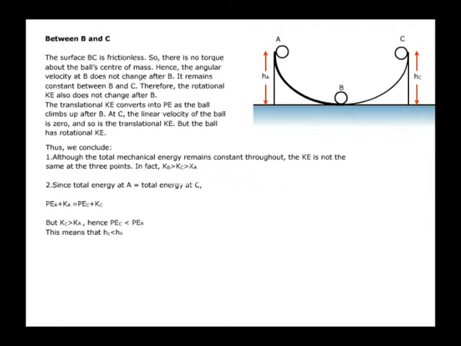Thus, we conclude 1. Although the total mechanical energy remains constant throughout, the kinetic energy is not the same at the 3 points. In fact, Kb is greater than Kc is greater than Ka. And 2. Since total energy at A is equal to total energy at C, we can write potential energy at A plus kinetic energy at A is equal to potential energy at C plus kinetic energy at C. But since kinetic energy at C is greater than kinetic energy at A, hence potential energy at C is less than potential energy at A. Now, this means, therefore, that Hc is less than H.